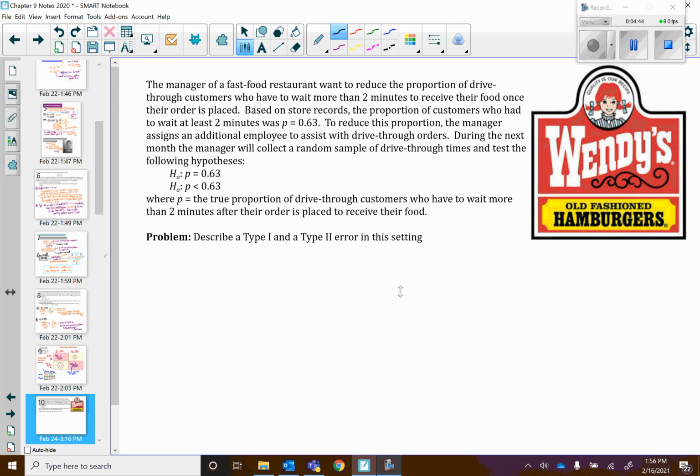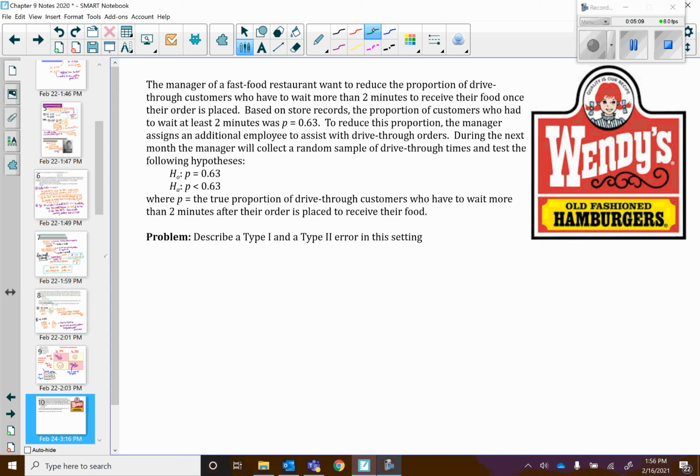The manager of a fast food restaurant wants to reduce the proportion of drive-through customers who have to wait more than 2 minutes to receive their food once their order is placed. Based on store records, the proportion of customers who have to wait at least 2 minutes was 0.63. 63% of people have to wait at least 2 minutes. To reduce this proportion, the manager assigns an additional employee to assist with drive-through orders.